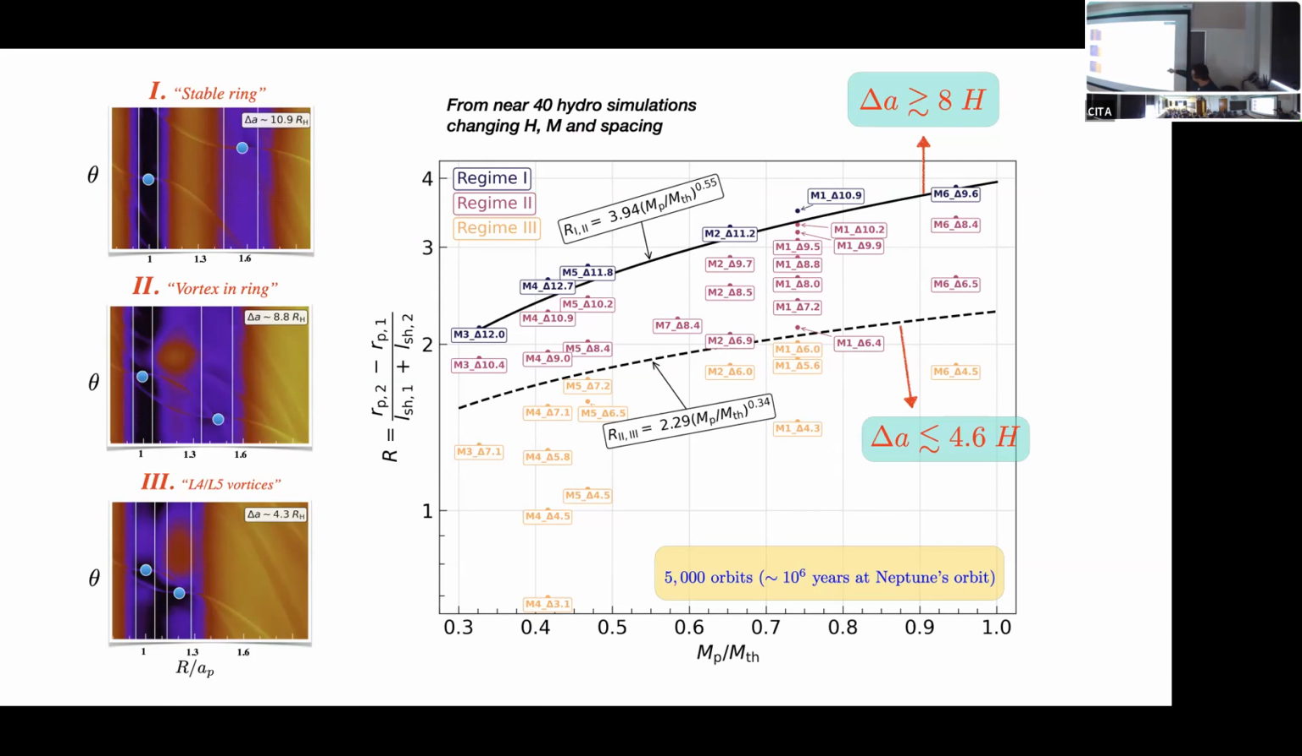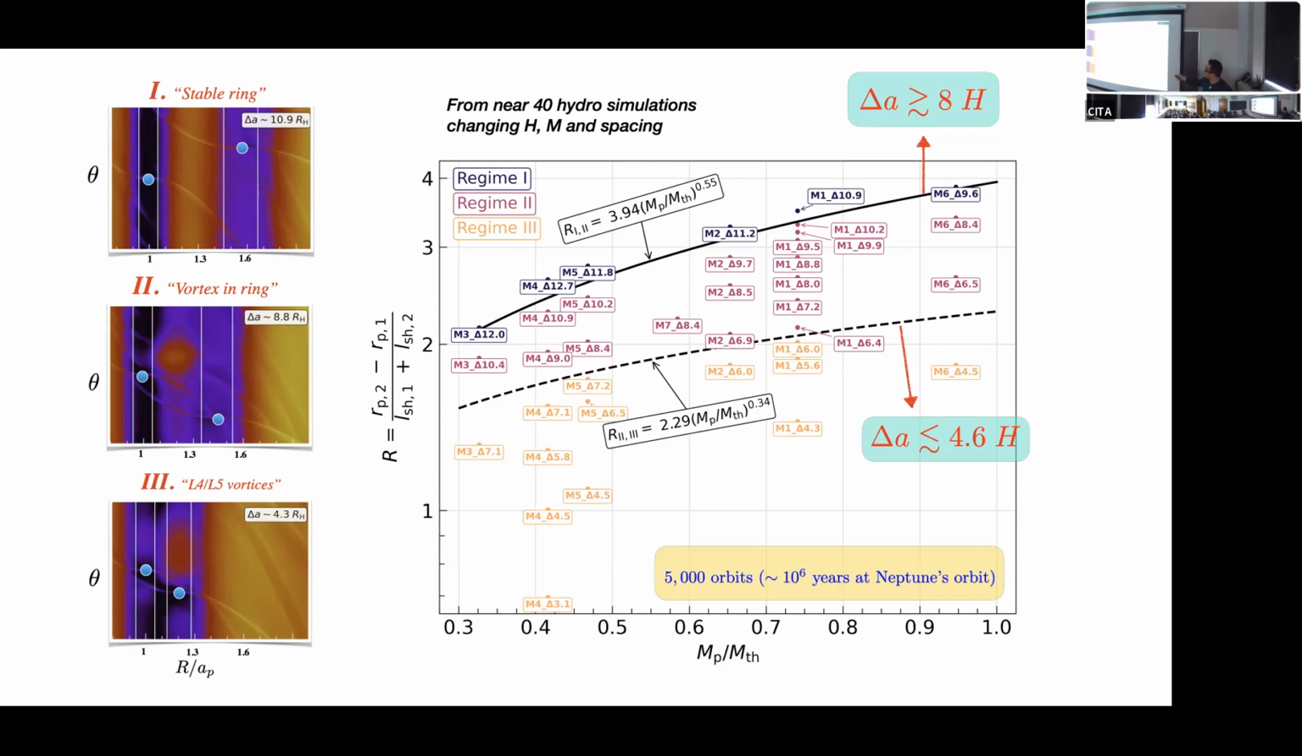And you can see that by pretty much changing the mass of the planet, spacing, and so forth, with 40 simulations, you can actually separate them very well, right? So the ones that are more spaced apart will have this ring that is stable. In between, you will have regime 2 with a vortex in the ring. And if they're very, very close to each other, they have these Lagrange points. And these are just empirical fittings.